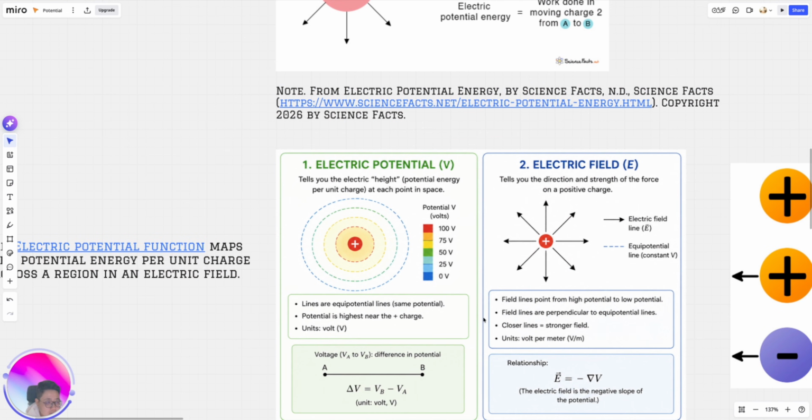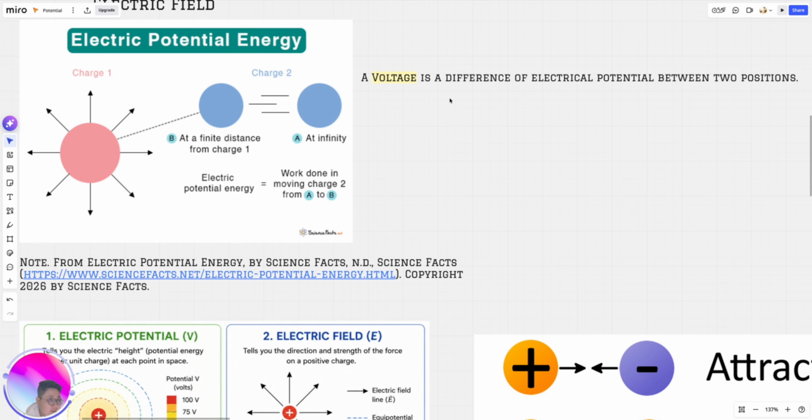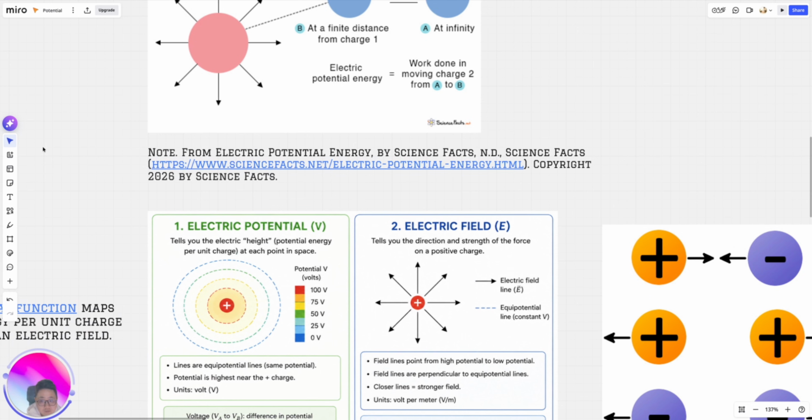And basically, a voltage is a difference of electrical potential between two positions, right? Imagine we have this whole field mapped. And here we have 0, and here we have 50. And maybe the difference, the voltage, is 50, and that's it. And also, we have something called direction in physics. Basically, it is all represented in vector format.